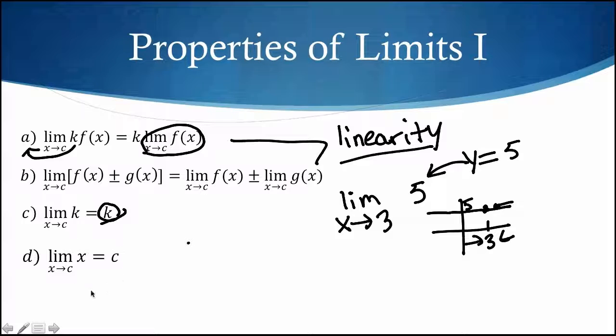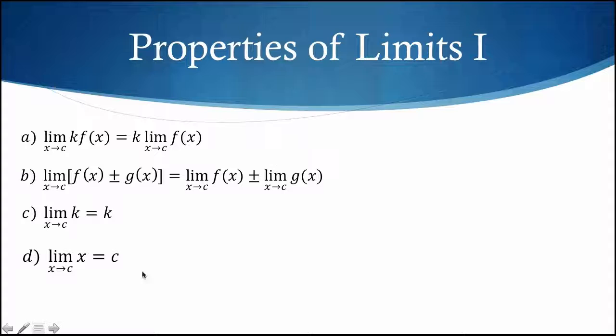Now the last property states that the limit of the function y equals x, or f of x equals x, is equal to the constant that we're interested in. So if we're doing x approaches c, then the answer is going to be c. So let's show why this is the case.